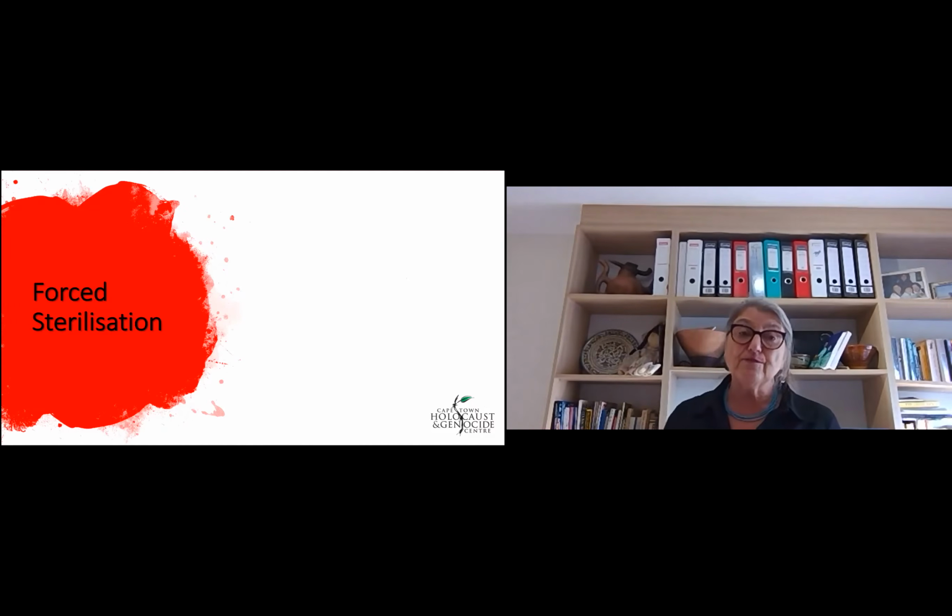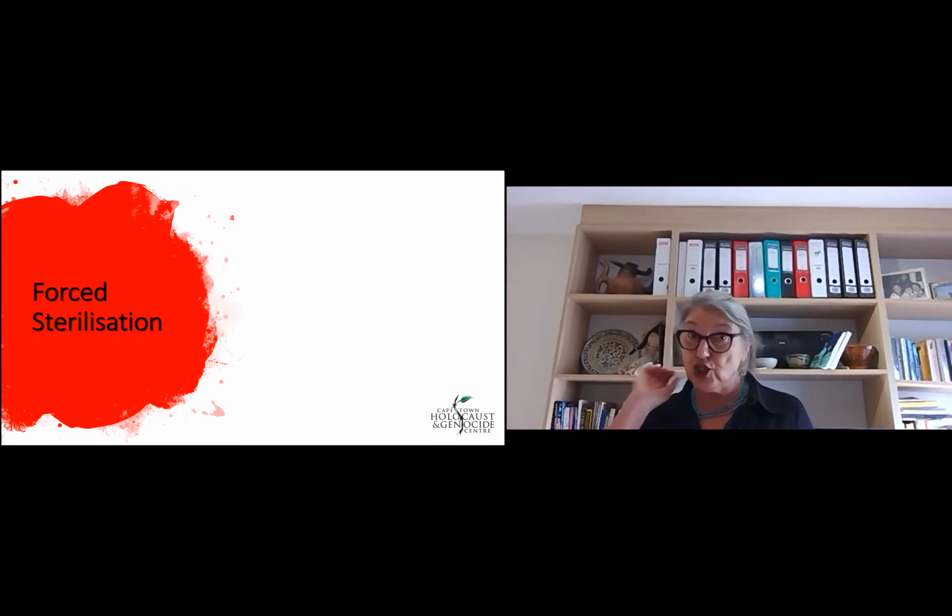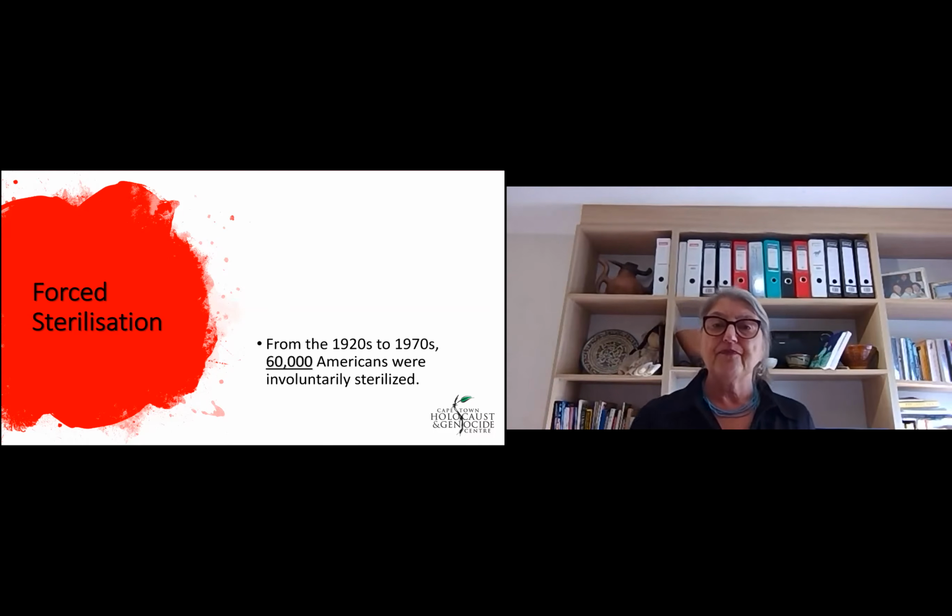So remember, I spoke to you about forced sterilization, and I spoke to you about the fact that sterilization laws were worldwide. Let's have a look at this. The very first law that the Nazis pass is the sterilization law. But let's look at some figures. In America, from the 1920s to the 1970s, so we're talking a period of 50 years, 60,000 Americans were involuntarily or forcibly sterilized.